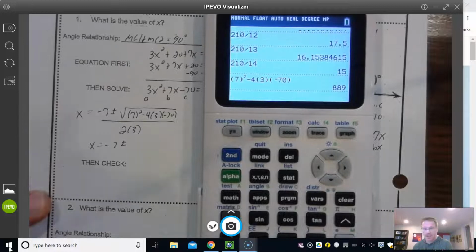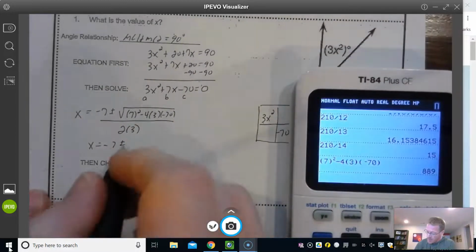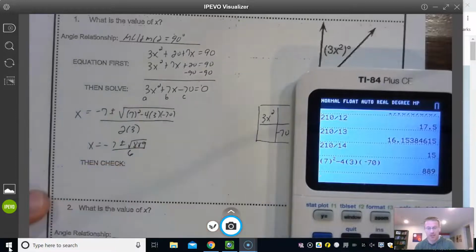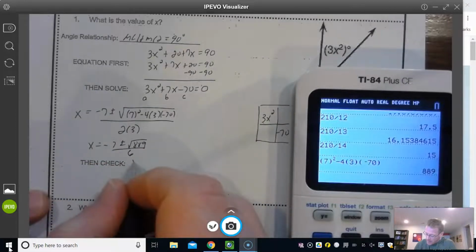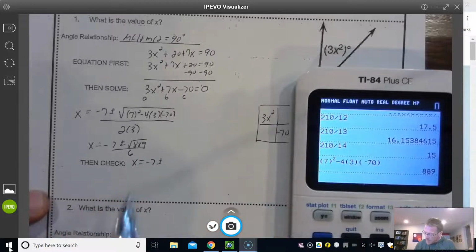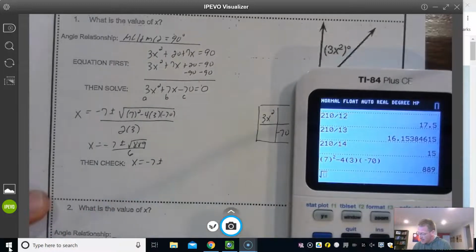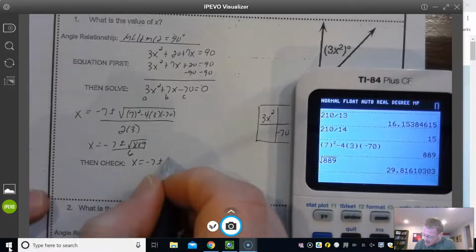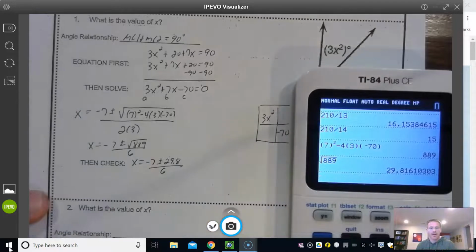Underneath that radical and get to your number. So then that's the square root of 889 divided by 6. And so then x equals negative 7 plus or minus the square root of 889 here. And notice that is not an integer answer, which is why the factoring doesn't work.